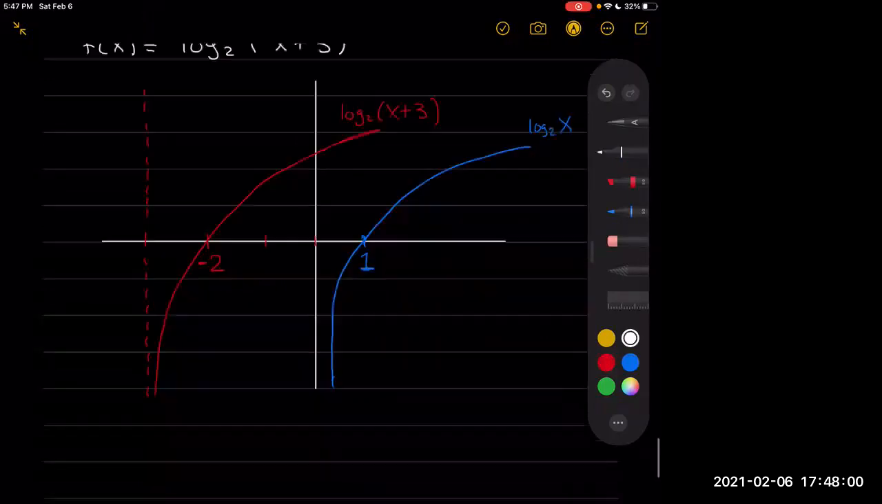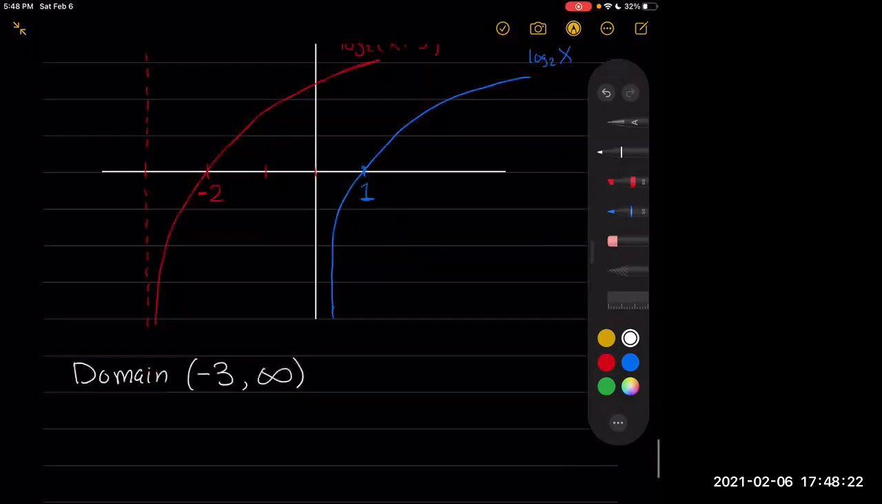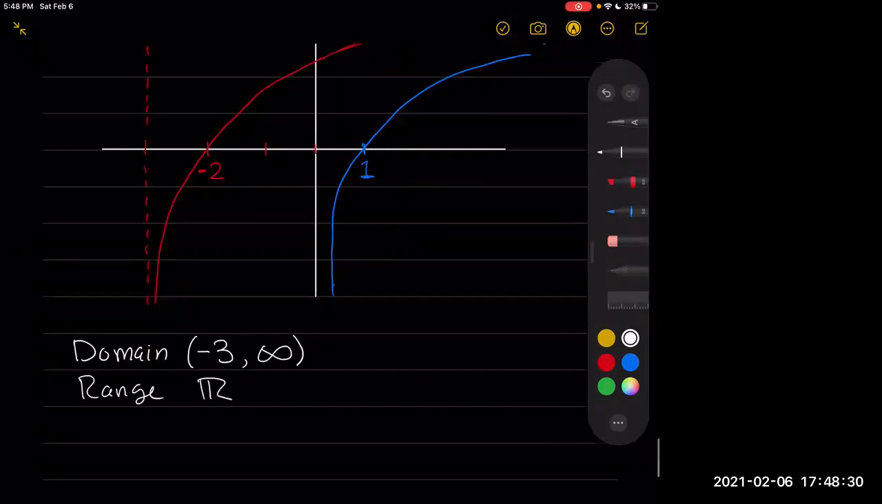So now this is when our domain changes. Since we've shifted everything to the left by 3, that means our interval has also shifted. Now our inputs can be negative 3 to infinity, not including negative 3 because we have that vertical asymptote there. But our range stays the same. It's still all of the real numbers. And we have our vertical asymptote at x equals negative 3.